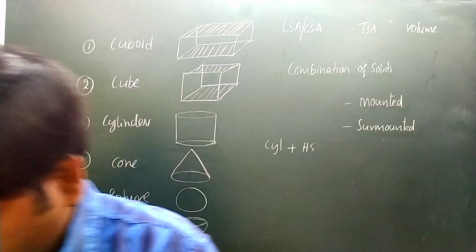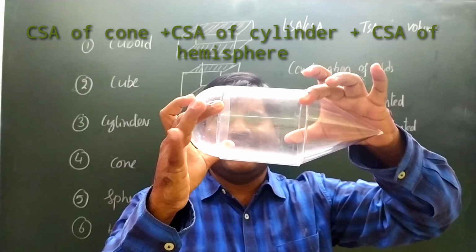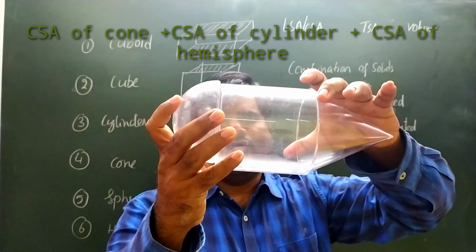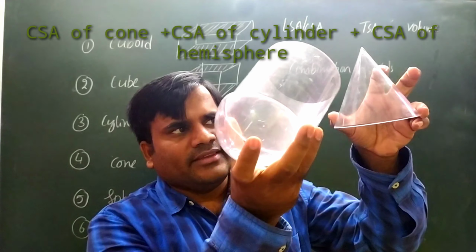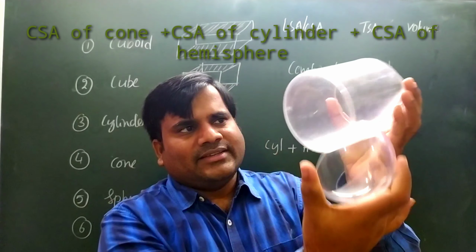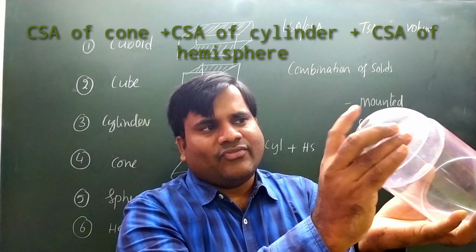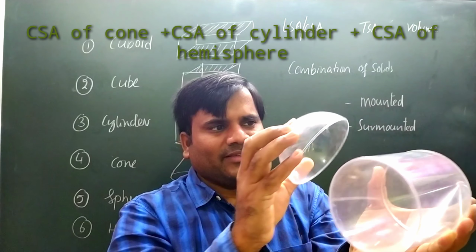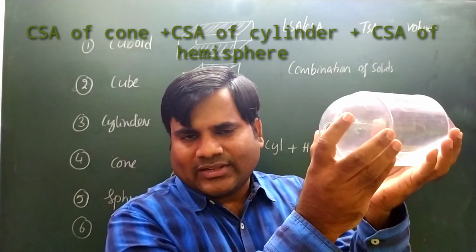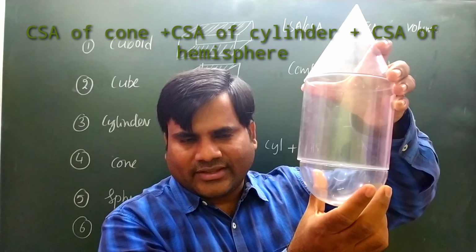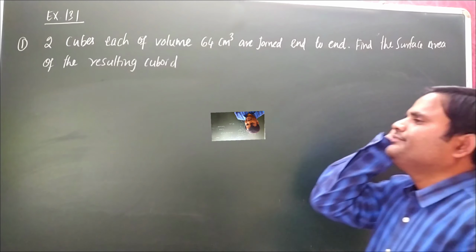Next, if you take a combination of cone, cylinder, hemisphere, cylinder, cone, to find the surface area of this type of solid, first you need to find CSA of cone. This region is CSA of cylinder. Next, here I am adding, this is CSA of hemisphere. So CSA of hemisphere plus CSA of cylinder plus CSA of cone is the total surface area of this figure. I will explain all this one by one in the exercise.